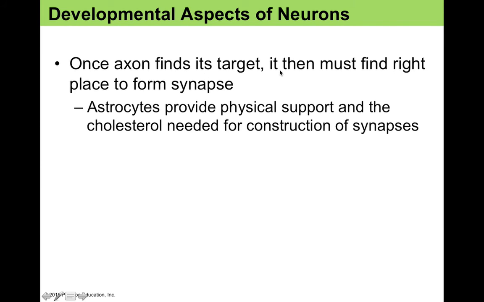So once the axon finds its target, it must find the right place to form a synapse. Now what's cool here is that astrocytes, which help guide the development and growth of neurons, actually provide the physical support and the cholesterol that's needed for the construction of the synapse. So the astrocytes play a nice intermediary role, helping to facilitate the communication between different cells, because they essentially give the appropriate components for that synapse to form.